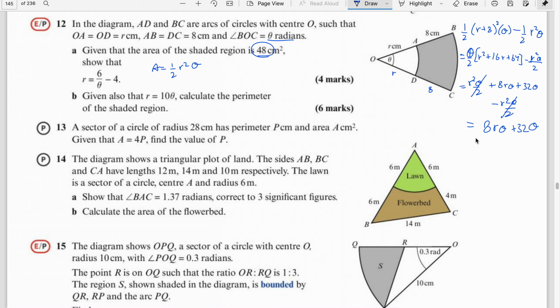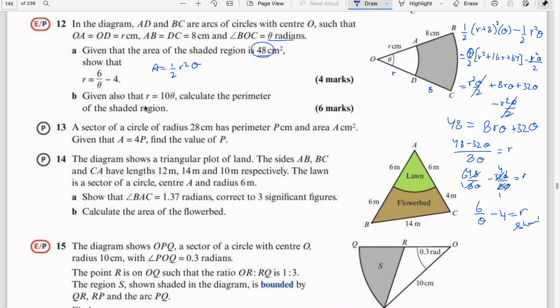On the other end, it is given that the area is 48. So we can equate it with 48 and make r the subject. So (48 minus 32 theta) over 8 theta is equal to r. Now split them: 48 by 8 theta minus 32 theta by 8 theta. 8 goes into 48 six times, and theta cancels with theta; 8 goes into 32 four times. So we are left with 6 over theta minus 4 is equal to r, as shown.